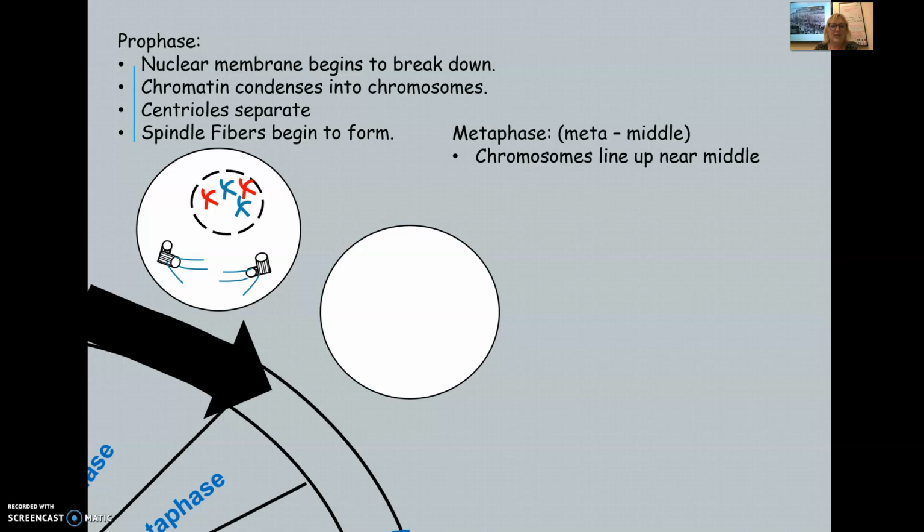All right, so let's draw those X's going across the middle. So there's one, and there's another one, and there's another one, and there's another one. And then we've got the centrioles that line up at opposite ends or opposite poles of the cell.